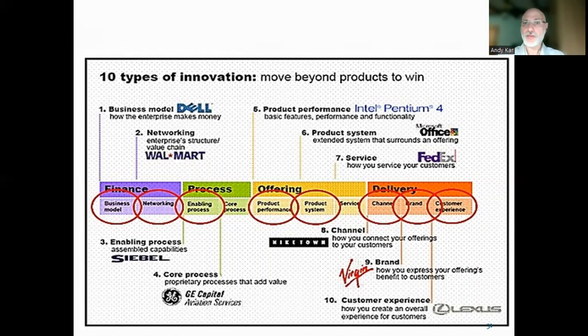Product performance: basic features, performance and functionality, about Intel. Product system, Microsoft Office, for example, a system that surrounds an offering. FedEx service: how you service your customers, as we discussed about customer service and customer experience. Channel: how you connect your offerings to your customers.